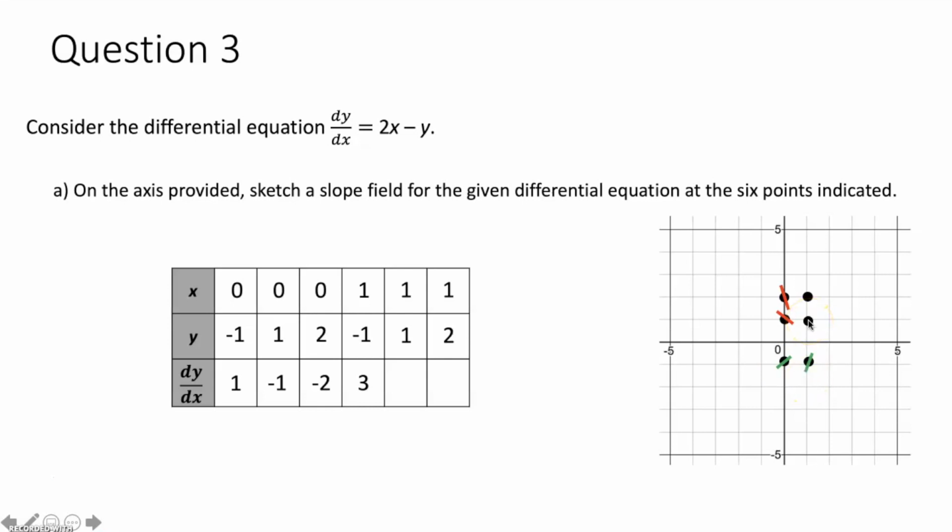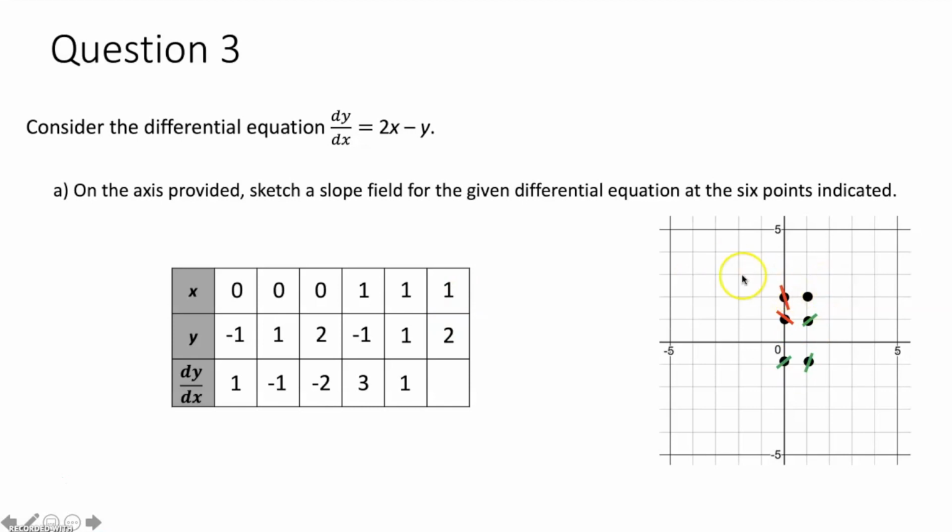Next, let's plug in this point (1, 1). So we plug in 1 for x, 1 for y in our differential equation. Simplify, we end up getting a slope of 1, meaning the slope of the line tangent to our solution curve as it passes through this point is going to be 1. So I need to create a little line segment that has a slope of 1 that passes through this point. And if this line segment also had a slope of 1, you want to try to match that up. So it's going to look something like this.